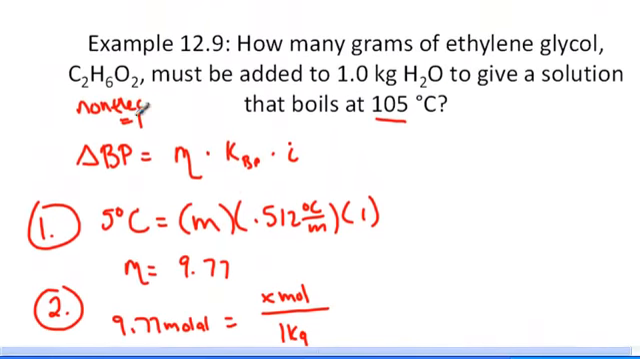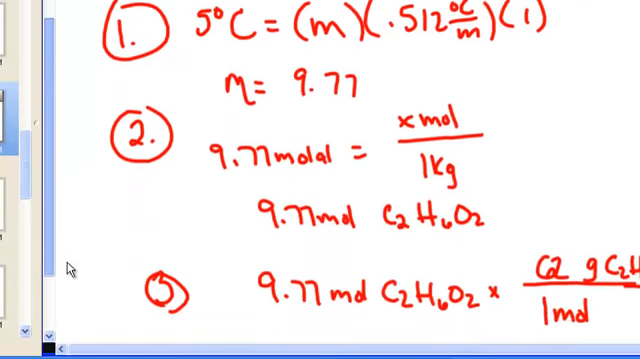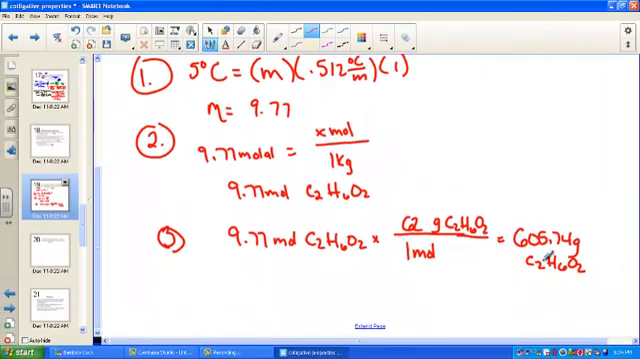What have we just determined? How many grams of the solute do I add to a kilogram of water to get it to boil 5 degrees higher? To get my solution to boil at 105 instead of just pure water boiling at 100, it takes 605.74 grams of ethylene glycol.